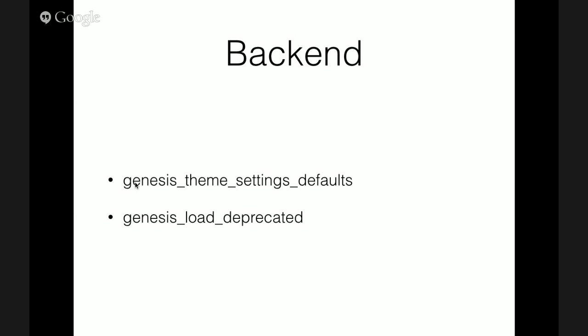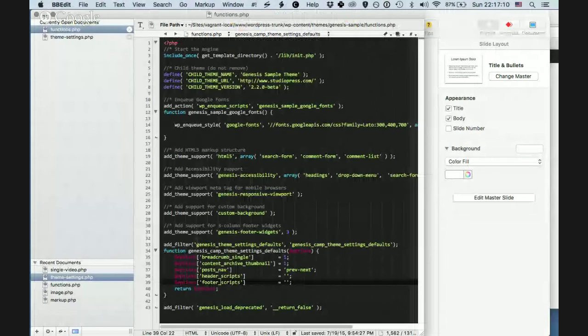you can actually just set Genesis load deprecated to false using one of the core WordPress return false functions right here. And this will basically just prevent that file being loaded, so you're not loading all these deprecated functions. Especially if you're building on a newer version of Genesis, you shouldn't be using any of the old deprecated functions anyways. So you can set this in your theme, and it won't load any of them.